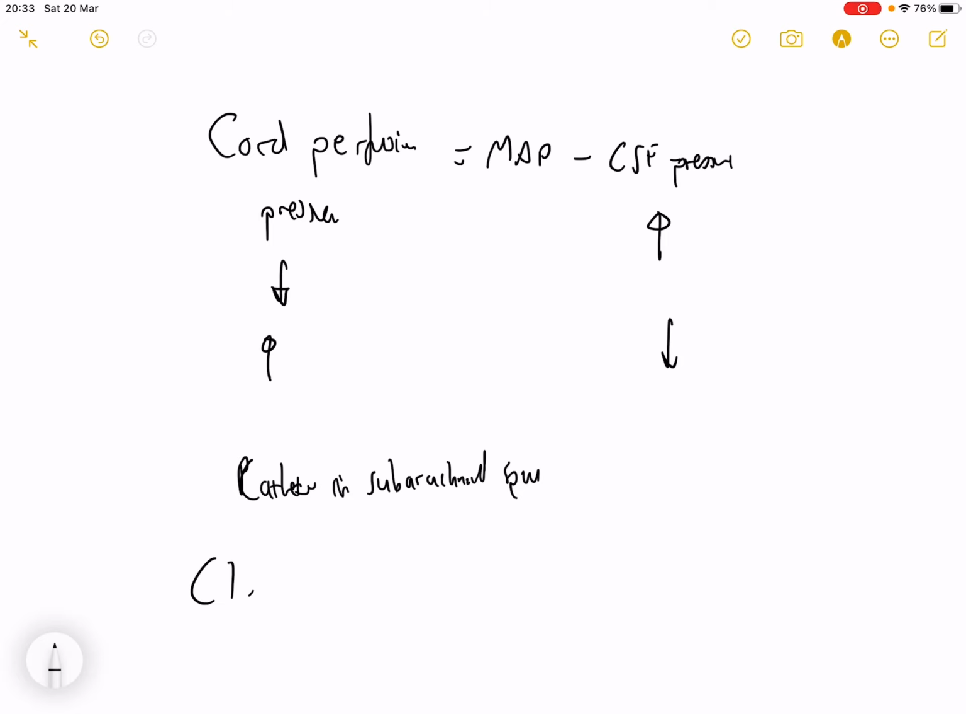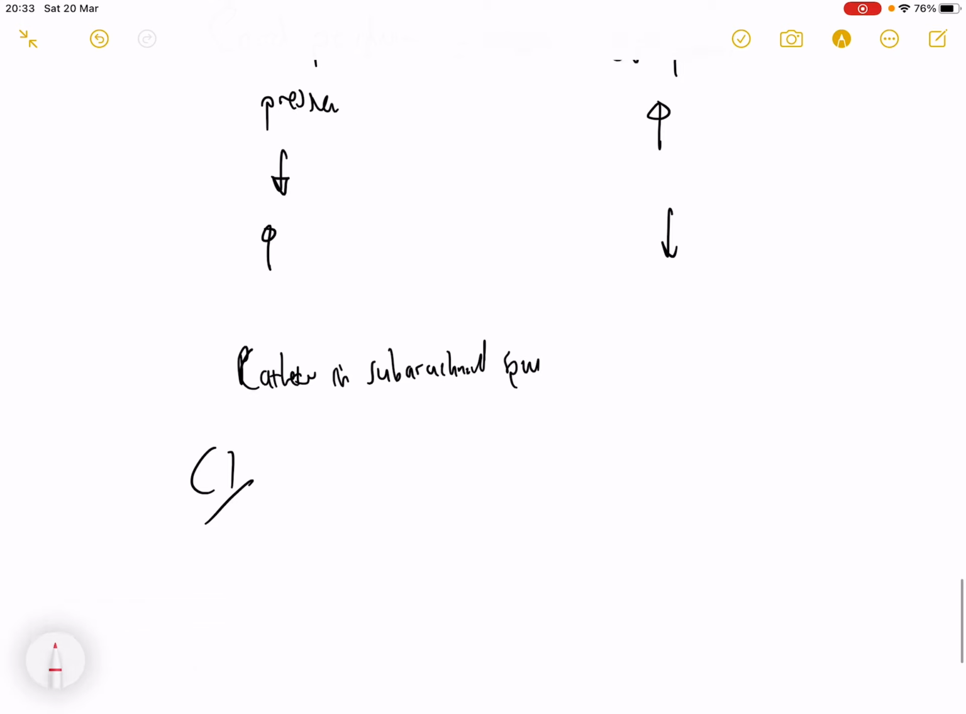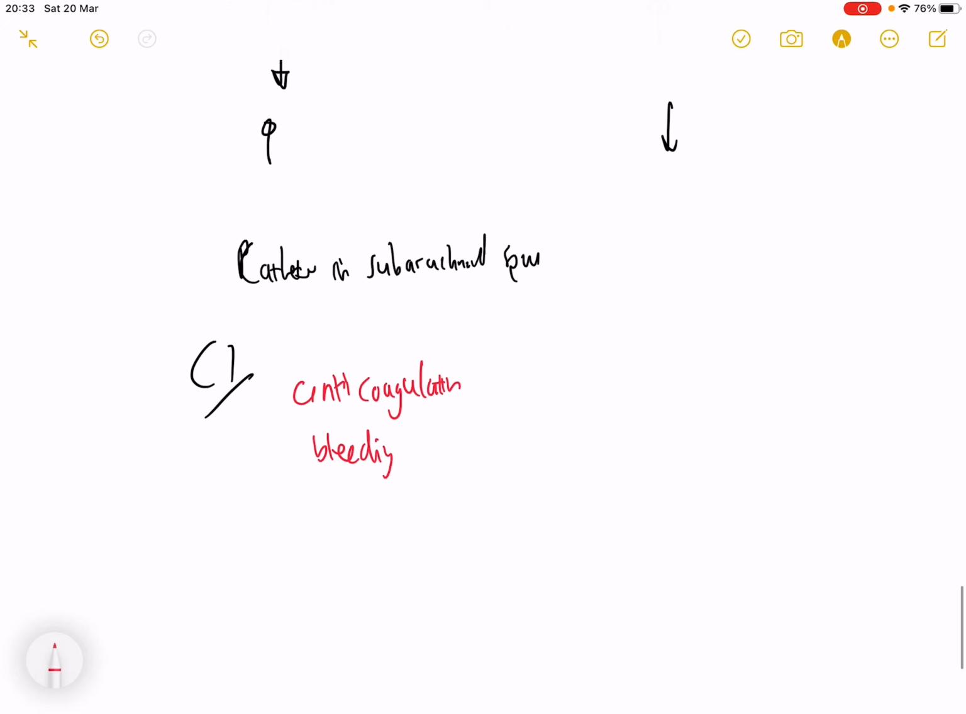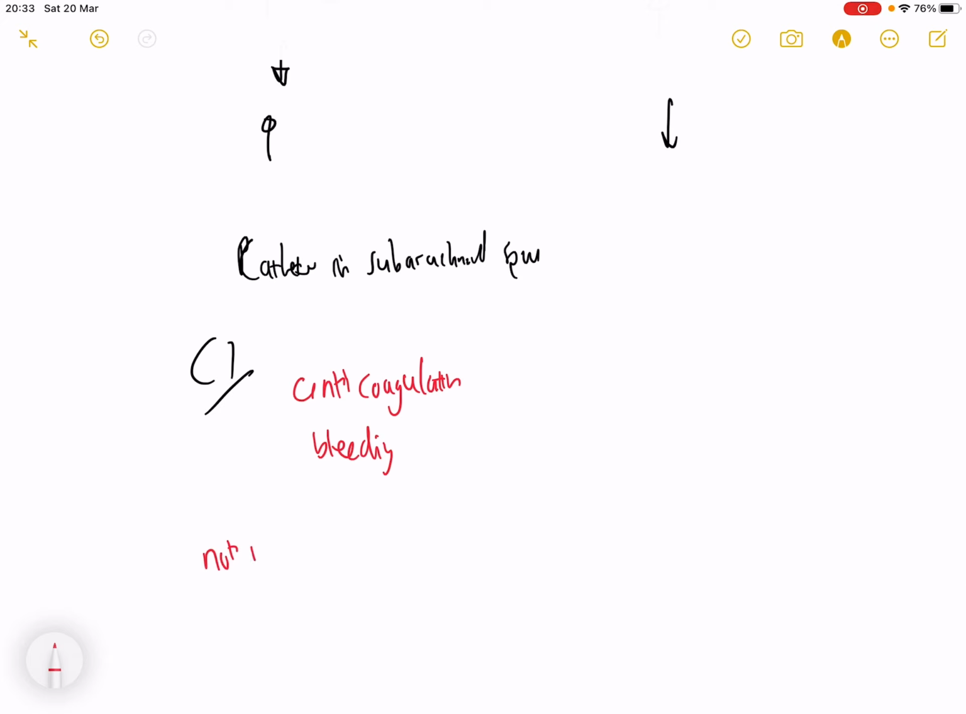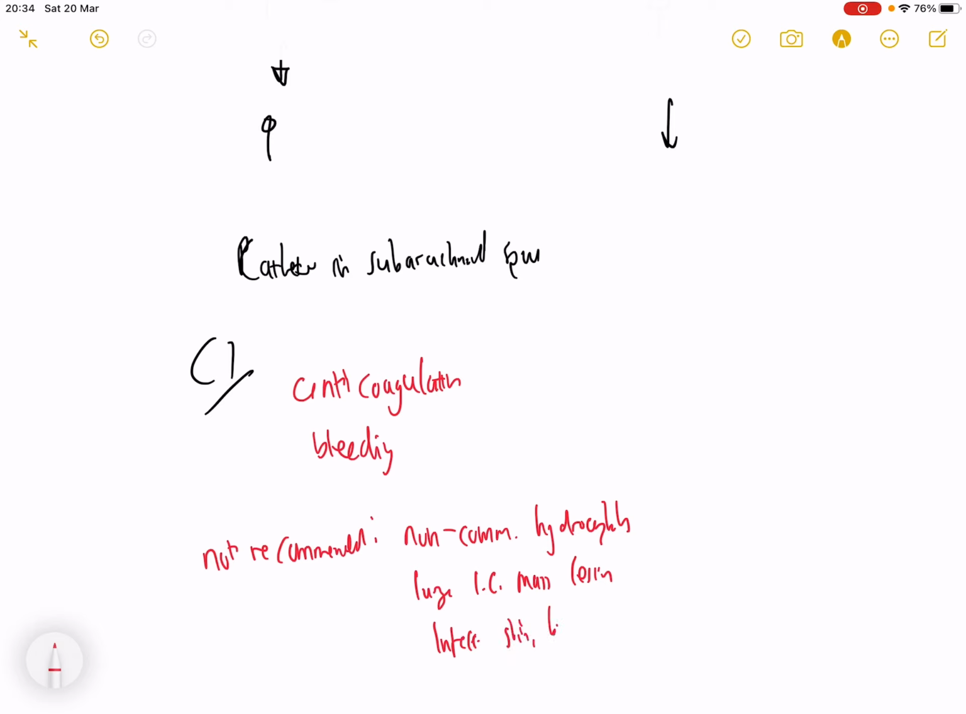Now, what are the contraindications to this? Well, anticoagulation and bleeding, and it's also not recommended in a non-communicating hydrocephalus, if there's a large intracranial mass lesion, or if there's infection of the skin, bone, subcut tissue surrounding the space.